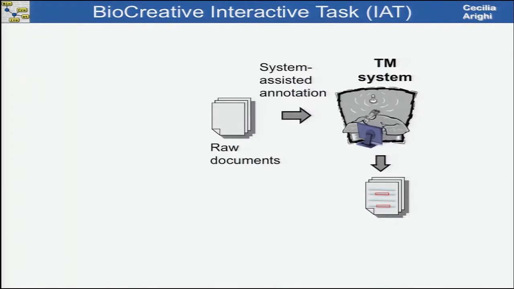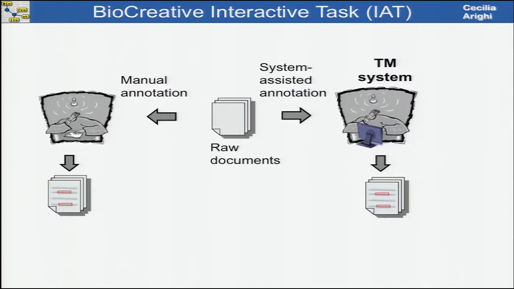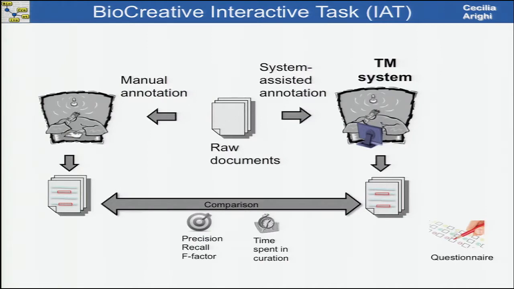In the interactive task that we introduced, what we are doing is a little bit different. We have a set of documents, a system, and a curator that uses that system to do the annotation. In parallel, we ask the curator to manually annotate, or at least do non-text-mining-assisted annotation of, another set. Then we compare the precision of that annotation, the time they spend manually versus using the system, and they fill out a questionnaire.